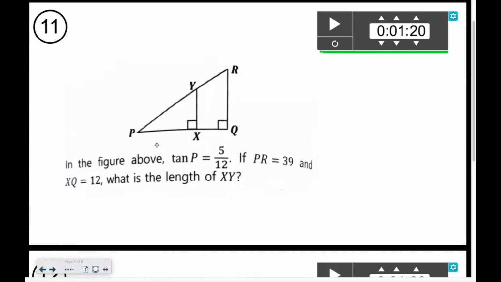All right, now on to number 11. So we have a trig problem. PR is 39, XQ is 12, and this is 39. What is the length of XY? And we also know what the tangent of P is.